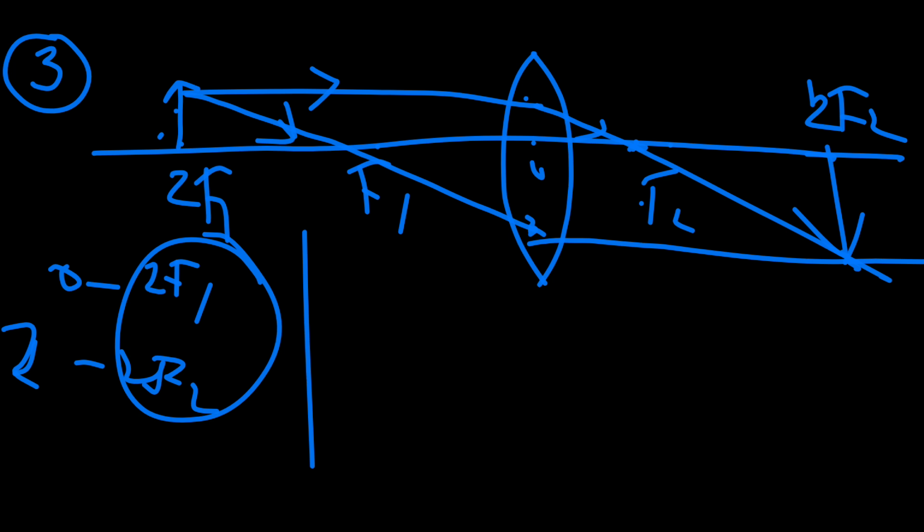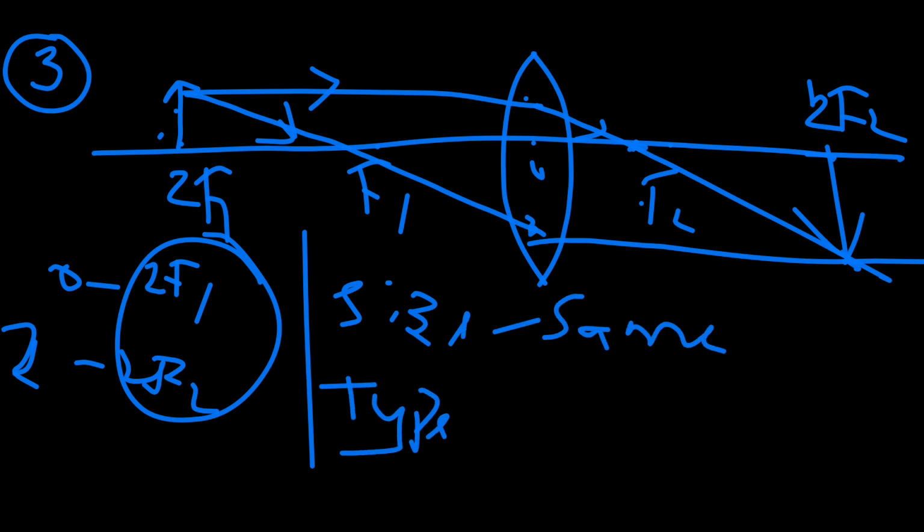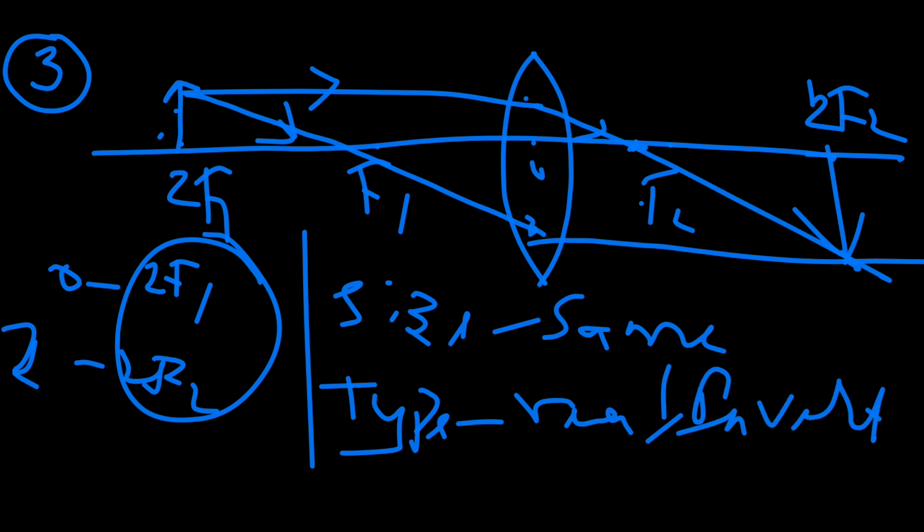The characteristics of the image formed here are the same as before. The size is the same size, and the type of image is real and inverted. So no need to worry about these things now, because you all know them. Only some of the points might change; everything else will be the same. So next, let's move on to the fourth situation.